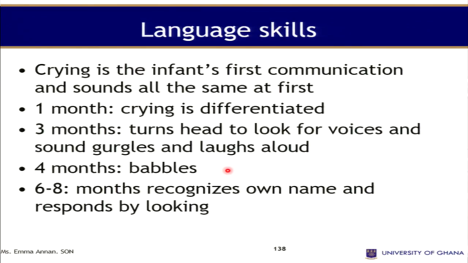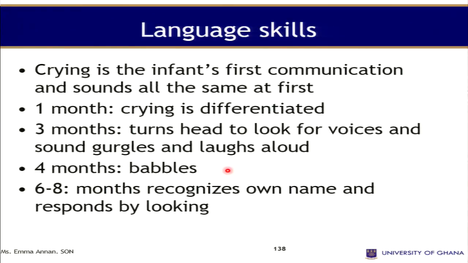Language skills. Crying is the infant's first communication, and the sounds are all the same at first. So when the child is born, the first communication is that it cries, and the sound is the same. At 1 month, you can actually differentiate between the cries of the baby. At 3 months, the child turns their head to look for voices.